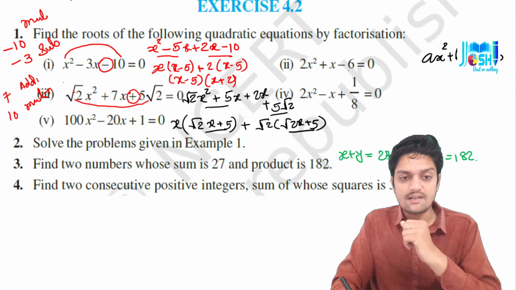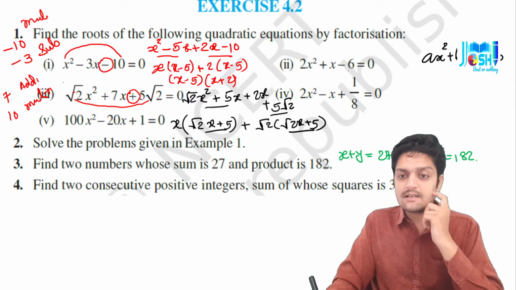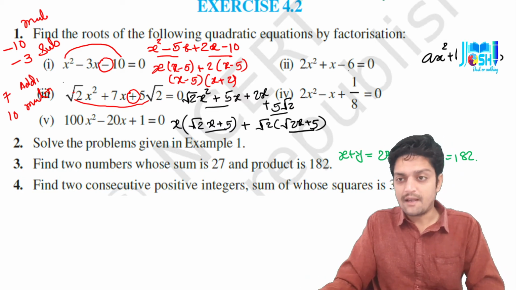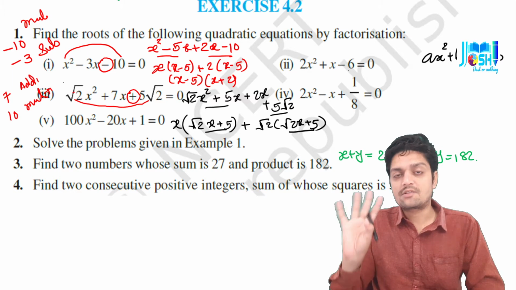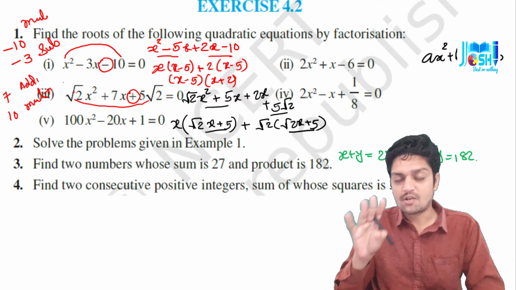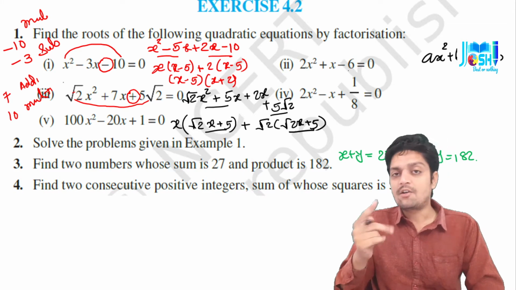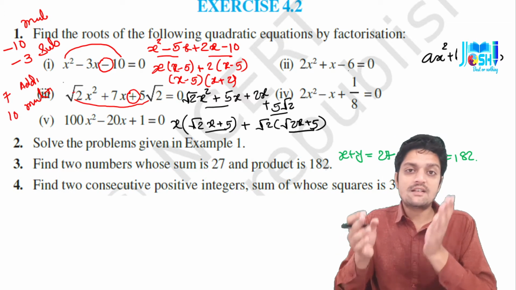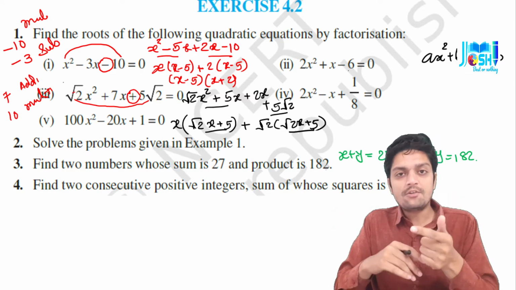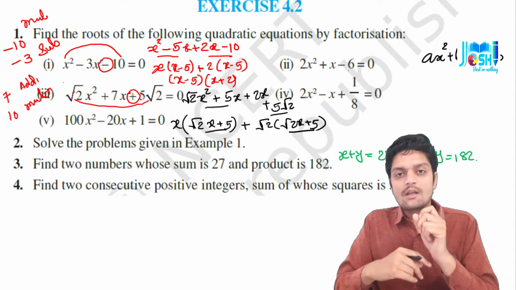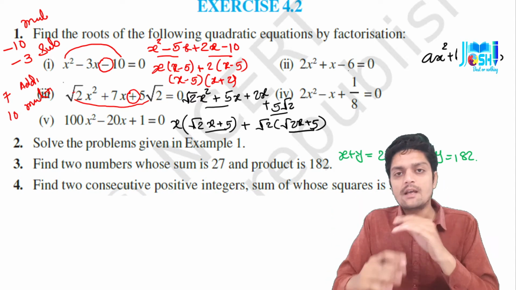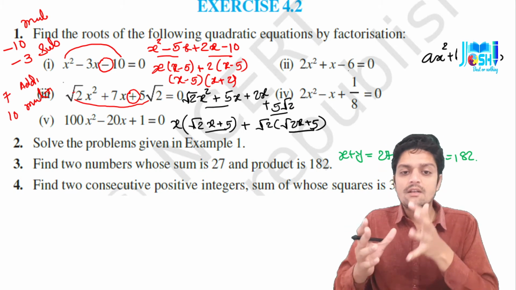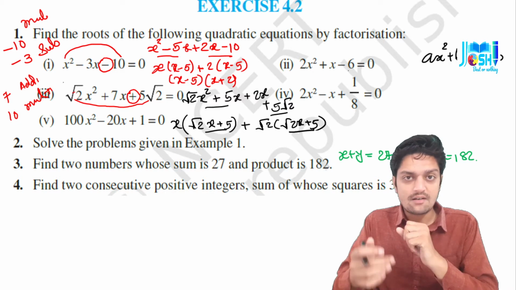Now see here, fourth question. Two consecutive positive integers, the sum of whose squares is 365. This question will be solved by the quadratic formula method, in one variable only, not two variables, because consecutive positive integers are there. Consecutive means what? The consecutive of 1 is 2, of 2 is 3, of 3 is 4. So it means the next successive positive integer. So it is called a consecutive positive integer.